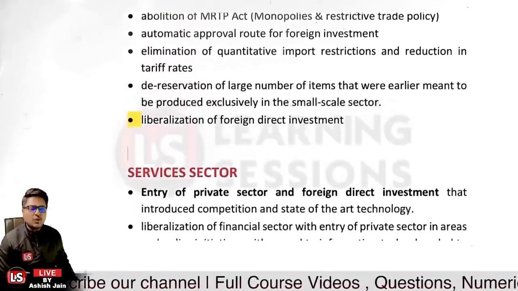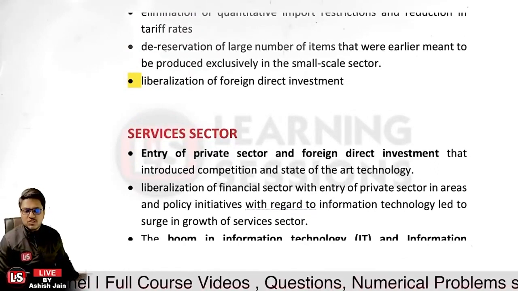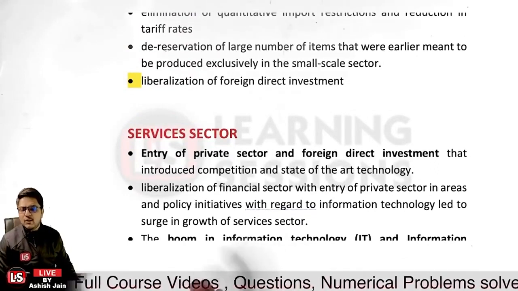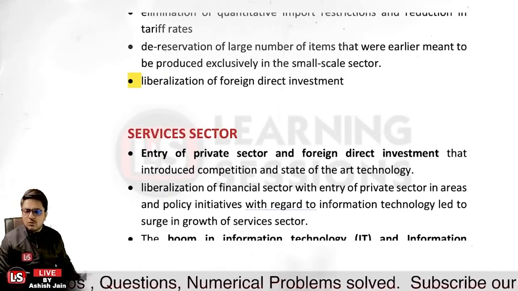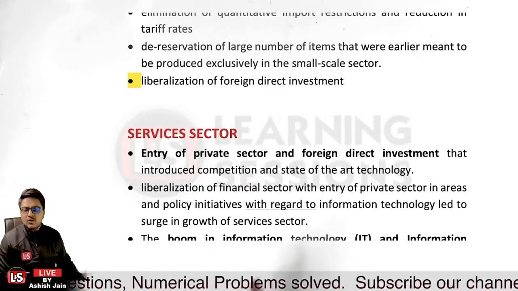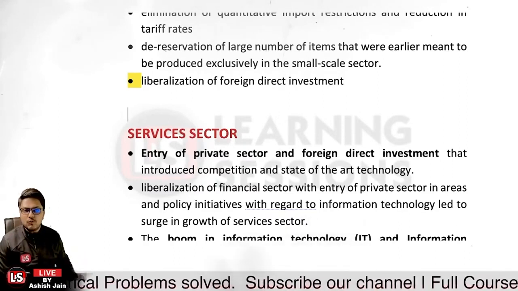Next sector is the service sector. What were the reforms related to that? Let us have a look at it. You just need to get an idea related to that. What were the reforms? You need not cram it exactly. Just get an idea in a story mode of what the different reforms were. Okay, and try to keep those things in your mind. That's all you need to do for this particular unit.